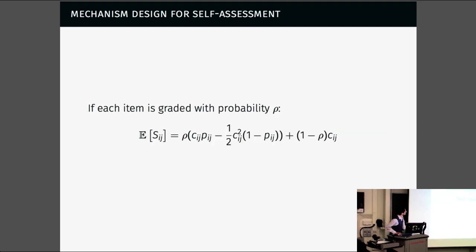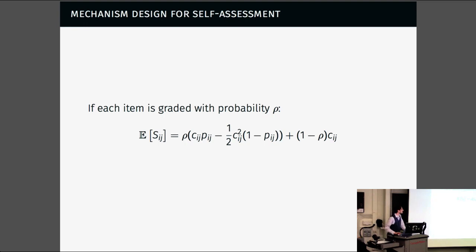Okay, so let's say each item is graded with probability rho, right? For any item-student pair, for any ij pair, we randomly determine with probability rho to grade that problem. So now the expected score is going to be this. With probability rho, it's going to be the same score as before, right? And with probability 1 minus rho, it's going to be whatever score the student told us, c_ij. That make sense? So with probability 1 minus rho, the student's not going to be penalized because we didn't grade it, and we have to assume that they got it correct. Of course, we can't assume they got it incorrect. That wouldn't be fair.